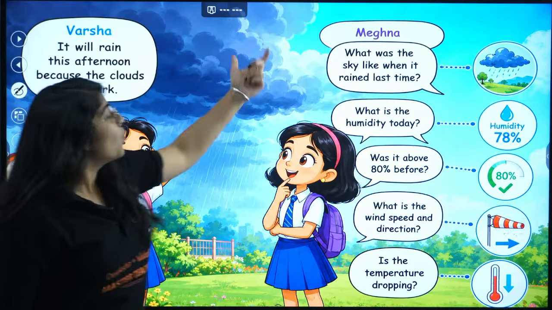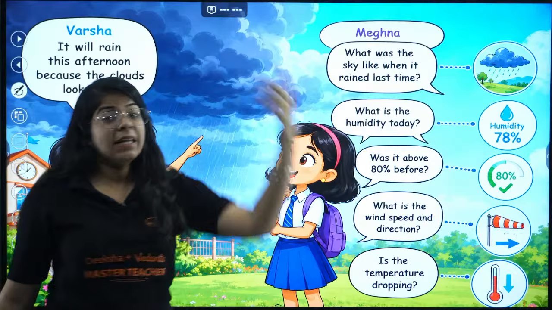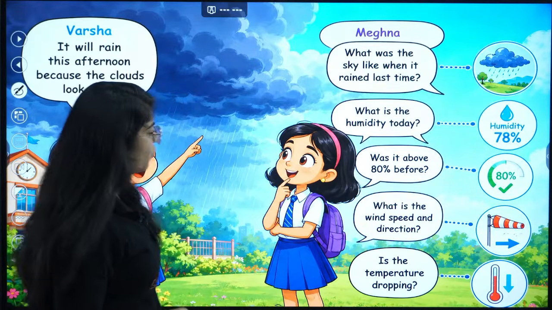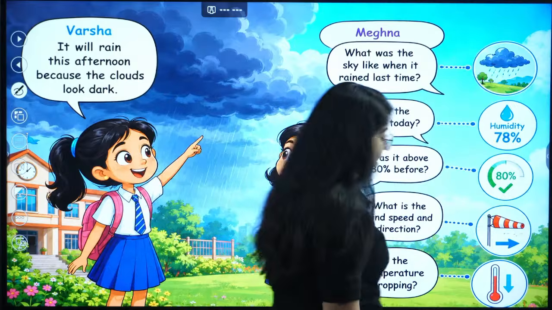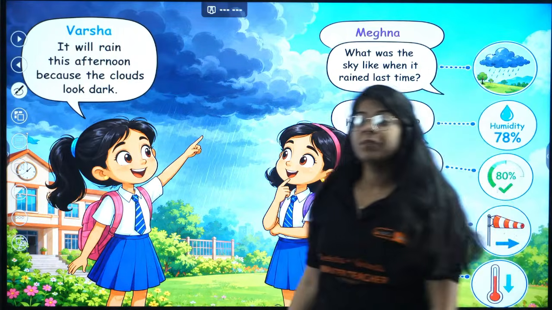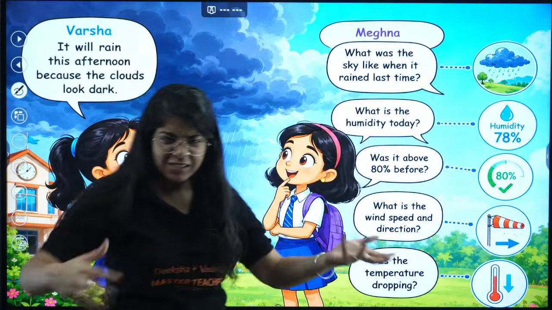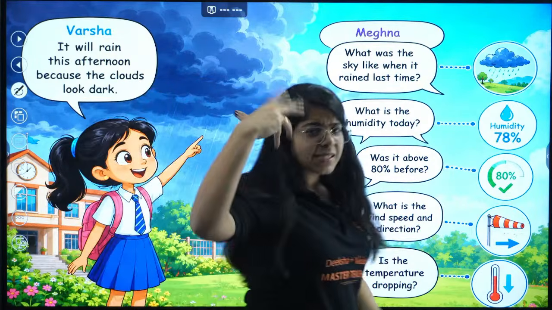Okay, what was the sky like when it rained last time, right? What is the humidity? Was it above 80%? What is the speed and wind direction? Is the temperature dropping? If the temperature keeps on rising and the clouds are there, then it does not align with our basic conditioning.